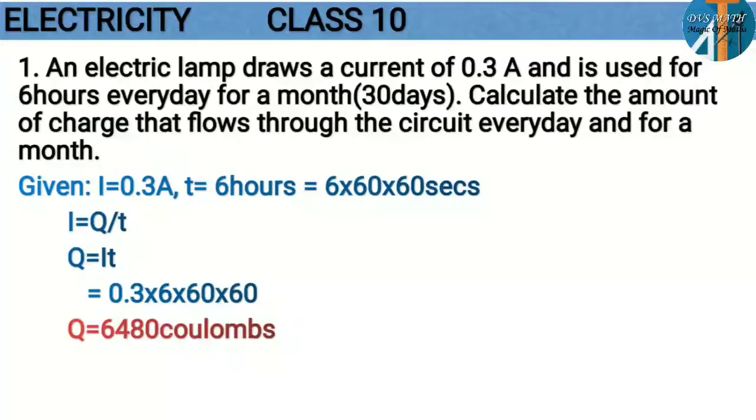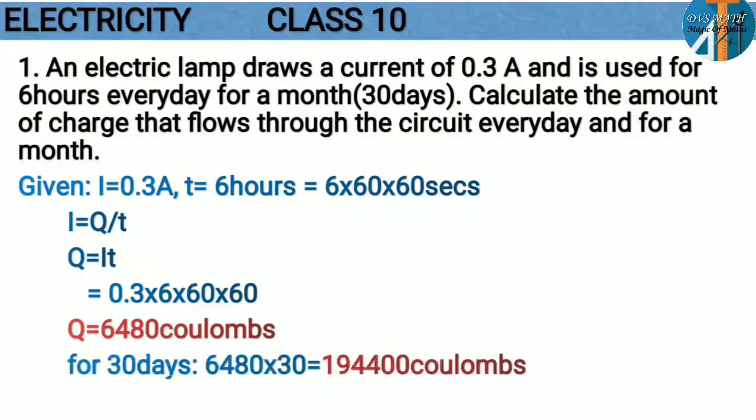Here it is for one day, so we have to find for 30 days. For 1 day it is 6480 coulombs. So for 30 days, you have to multiply by 30. 6480 into 30, you will get 1,94,400 coulombs. So for 30 days, the flow of charge is 1,94,400 coulombs. Every time, write the given data and what you have to find. Then relate them, write the suitable formula, substitute, simplify, and write the final answer in terms of SI units.